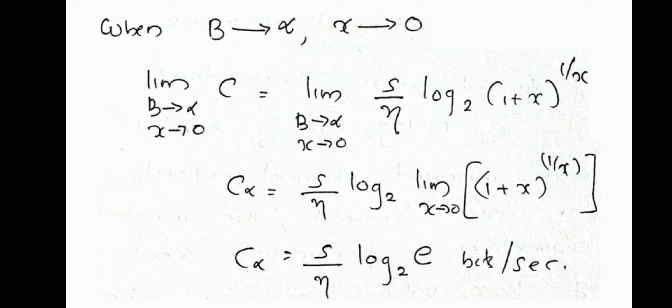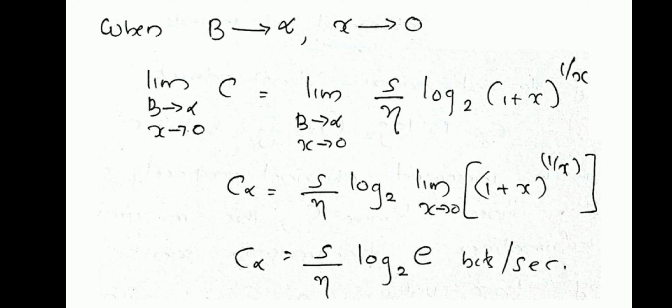So this expression as B tends to infinity, we can write C as C infinity, which is equal to S by eta log of limit x tends to 0, 1 plus x all raised to 1 by x. This limit is nothing but e itself. So we can write C infinity as S by eta log of e to the base 2 bits per second. This is the maximum capacity if we increase the bandwidth, if we take the bandwidth as infinite.